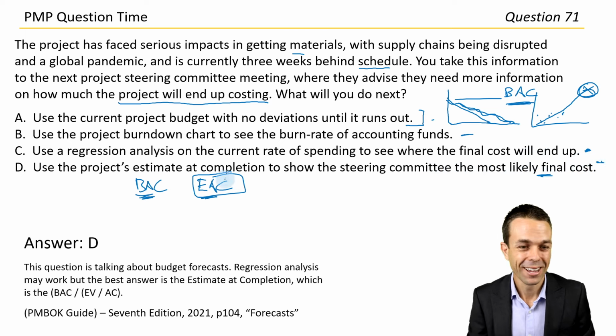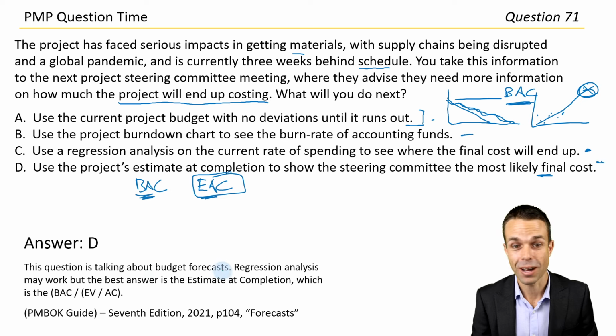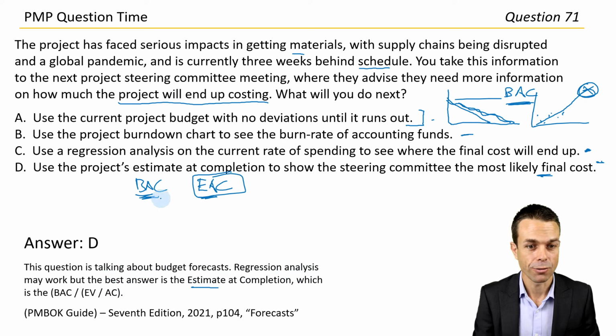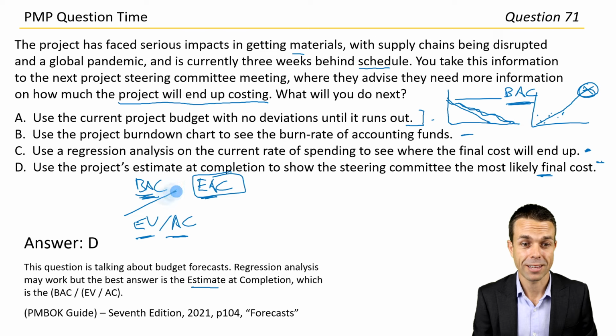All right, wonderful. This question is talking about budget forecasts. Regression analysis may work, but the best answer is estimate at completion, which is the budget at completion divided by CPI, the cost performance index, which is earned value. So how much have we actually completed divided by the actual cost, how much have we actually spent. So yeah, there you go, that's the formula for that.